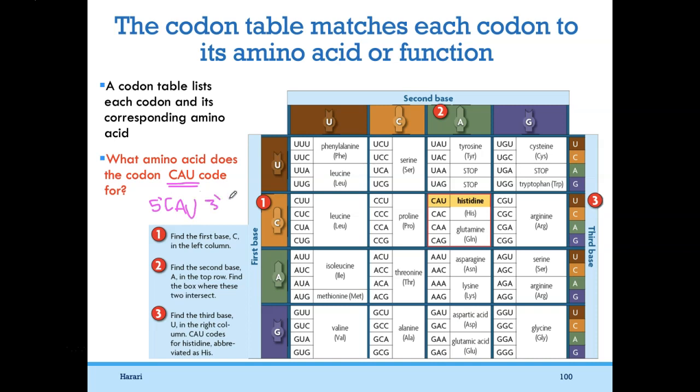So let's find the first letter in this left column, C. Then you find the second base on this top row. So here we go, A. And then we find the third base in the right column. And here we're going to find U. So CAU encodes for the amino acid histidine, which is abbreviated HIS. So CAU is the mRNA codon that encodes for the amino acid histidine.